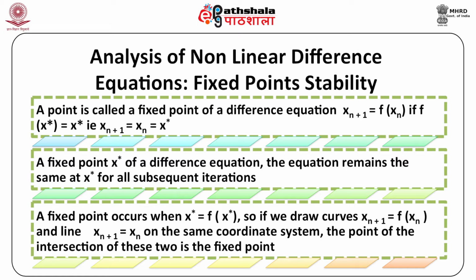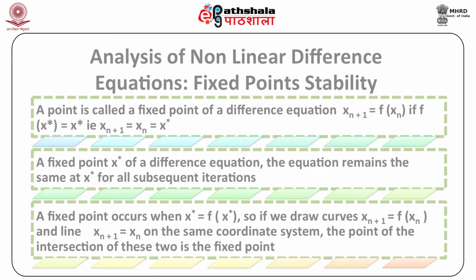So for a fixed point x star of a difference equation, the value remains the same at x star for all subsequent iterations. Fixed points are also called equilibrium points of the system. Geometrically, a fixed point occurs when x star is equal to f(x star). So if we draw the curve x(n+1) equal to f(x(n)) and the line x(n+1) equal to x(n) on the same coordinate system, the point of intersection of these two is the fixed point.